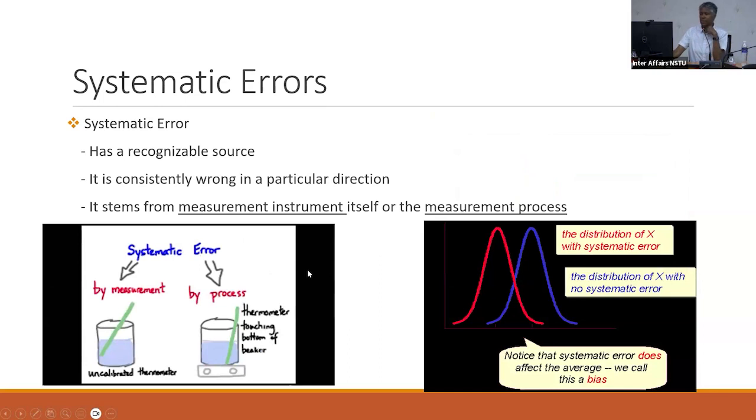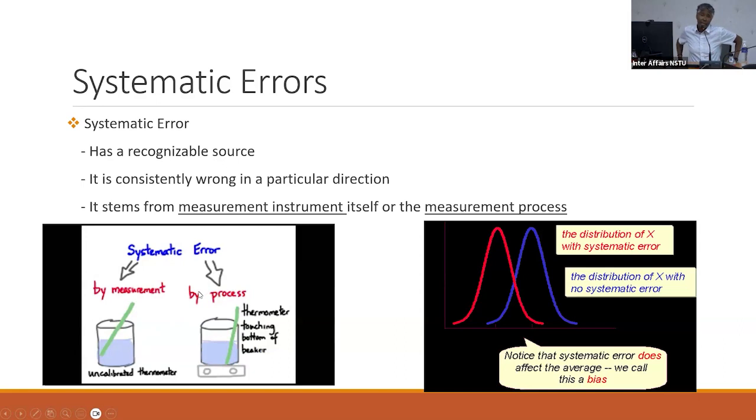What are sources of systematic error? Those are sources of error that are consistent, they're recognized, and they are consistently wrong in a particular direction. So two types of systematic error are related to the measurement instrument itself or to the process of measurement.